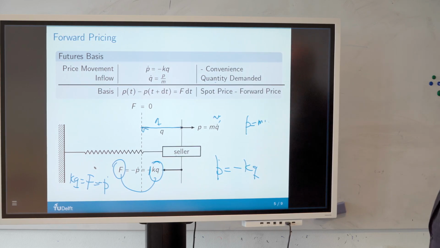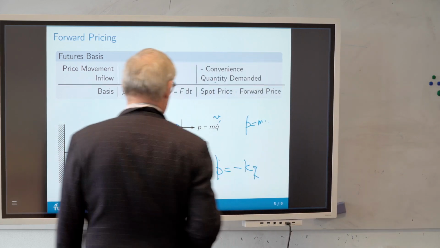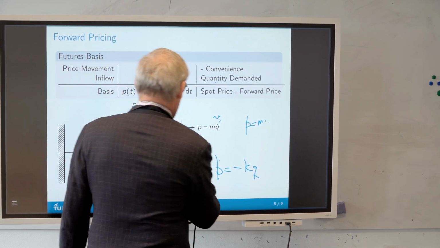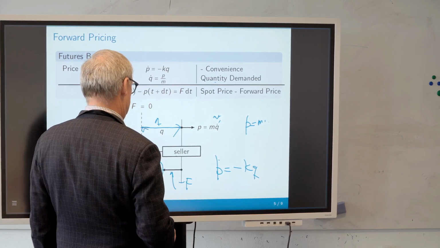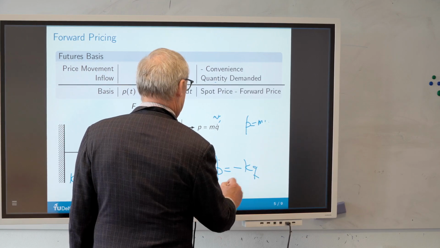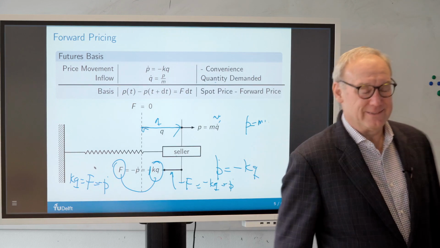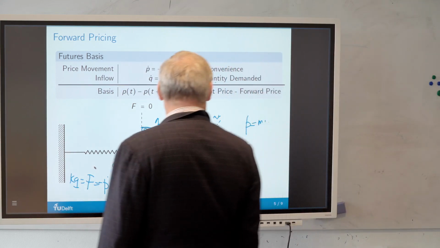Yeah, so this should be the scarcity. So this is the reaction force. So this force here is minus F, right? And that is minus KQ, and that should be equal to P dot, right? That's how it works. Yeah, so that is right.